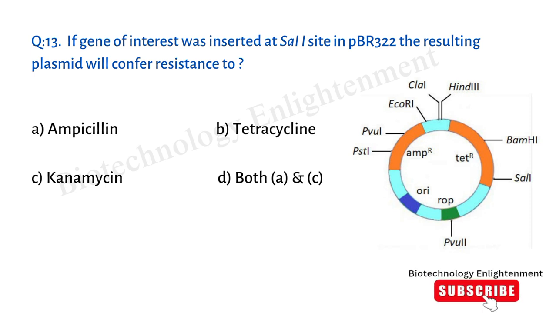And the ampicillin resistance gene is located on the opposite side of the plasmid and is not affected by the insertion at the SAL1 site. So therefore, the bacteria will retain its ability to resist ampicillin. So the correct answer for this question will be option A, ampicillin, because the insertion of the gene of interest at the SAL1 site in PBR322 will confer resistance toward ampicillin.